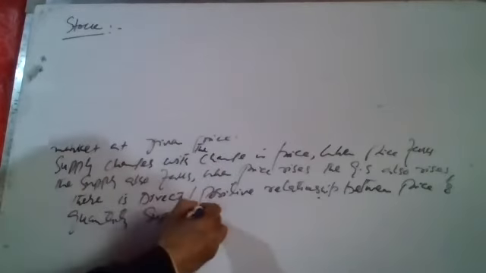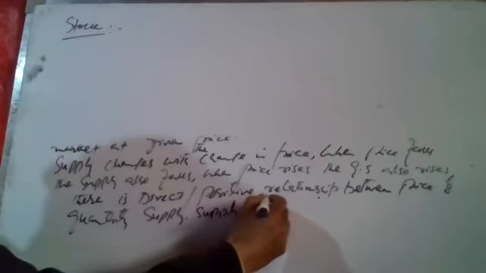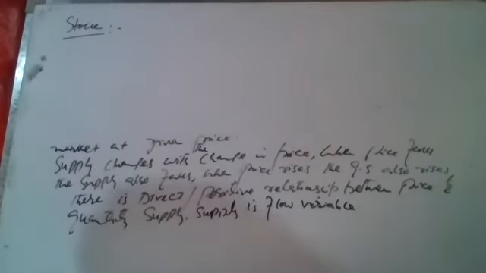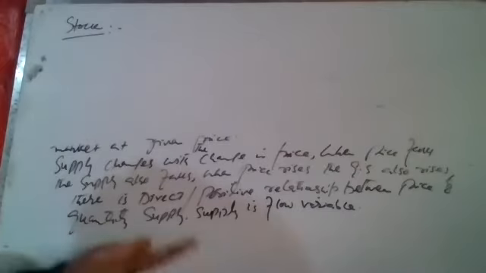Supply is a flow variable. It changes with change in price. But stock is not a flow variable. It is static. It is stagnant. It also changes if prices increase. If prices are favorable, stock may decrease and supply may increase.